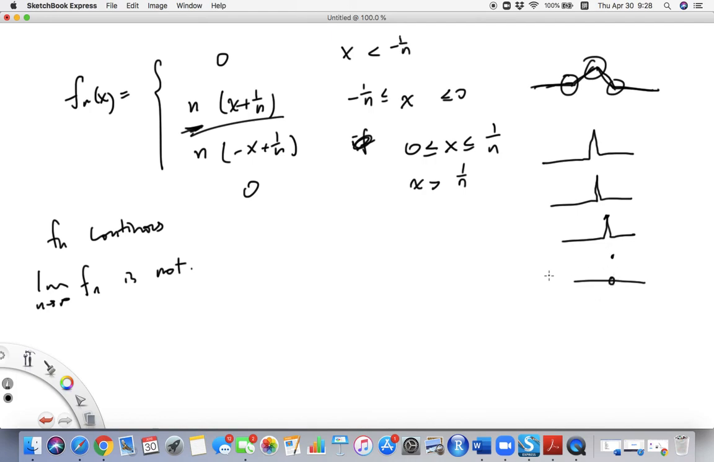So obviously, the limit function is not continuous because it is not continuous at 0. Again, as you can see, the convergence is not uniform, even though your functions are all bounded, right? Because if you have uniform convergence, a bunch of continuous functions will converge to a continuous function.